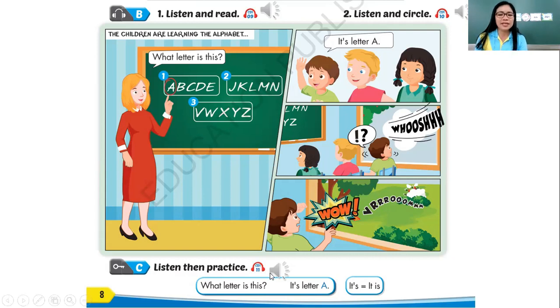Let's move on to letter C. Listen carefully. C. Listen, then practice. What letter is this? It's letter A. It's a contraction from the word it is. So we're going to use it's, the contraction of it is. Okay?